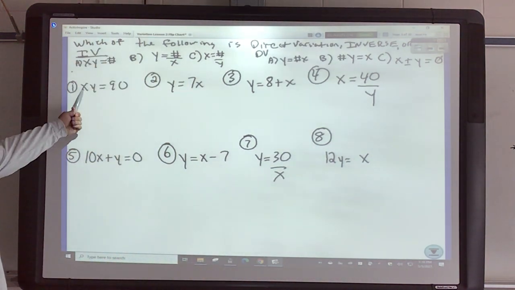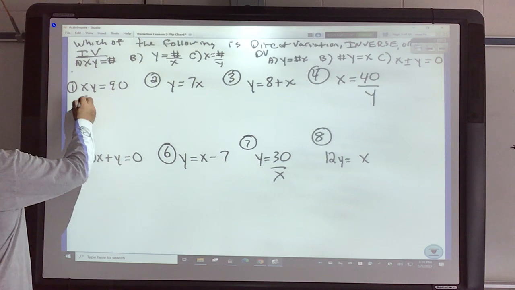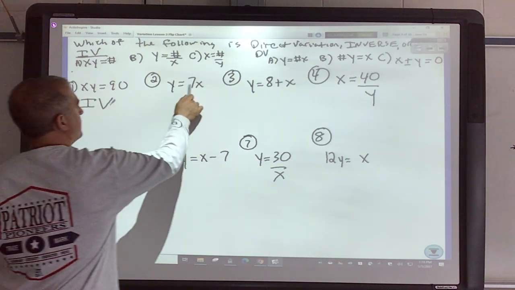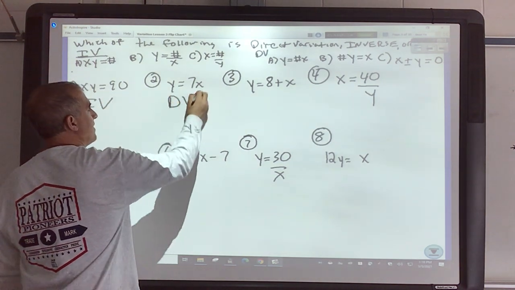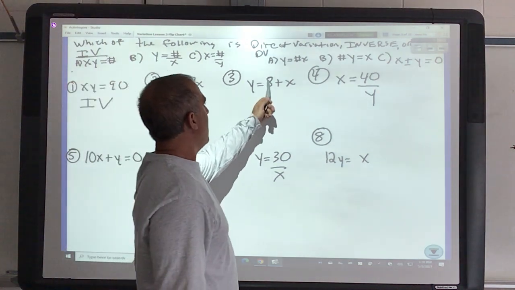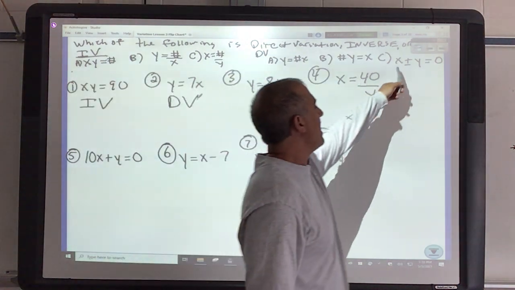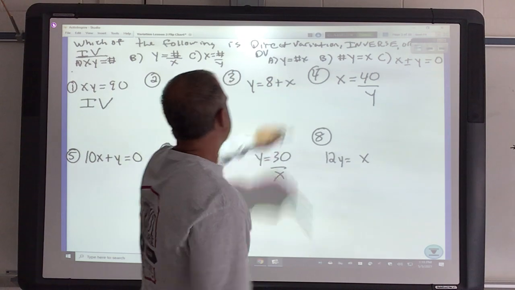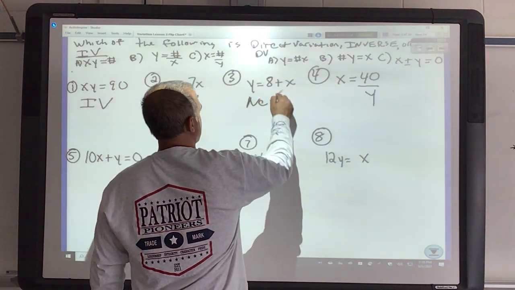So this one, x times y, would be inverse variation. This is a number times x, so this would be direct variation. Now, I've got x plus 8, but I need x plus or minus y. So this one is a neither.